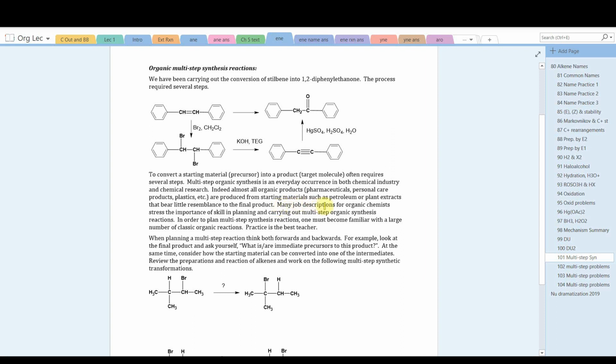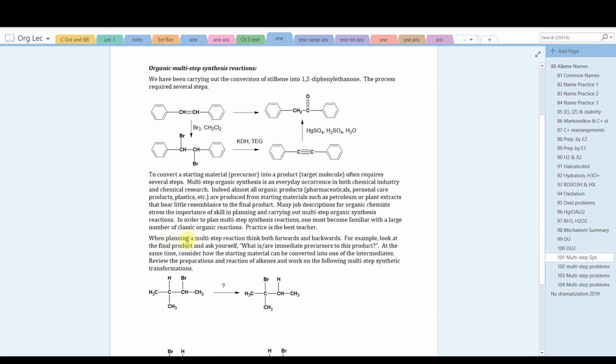Many job descriptions for organic chemists stress the importance of skill in planning and carrying out multi-step organic synthesis. In order to plan multi-step synthesis reactions, one must become familiar with a large number of classic organic reactions. And as usual, practice is the best teacher.